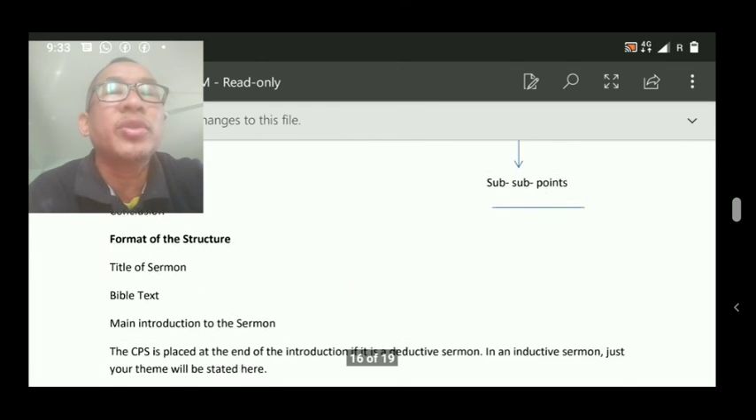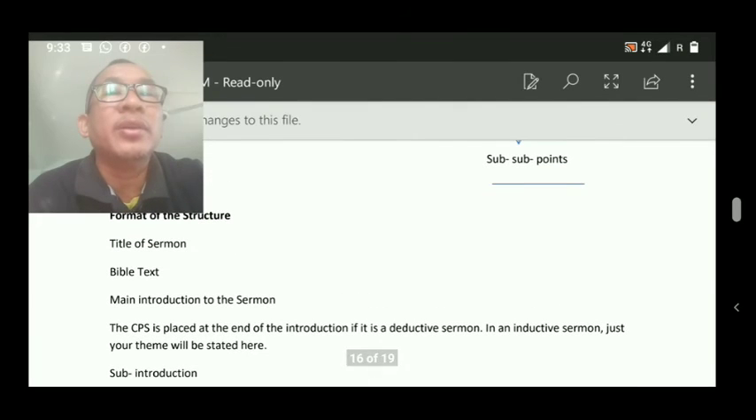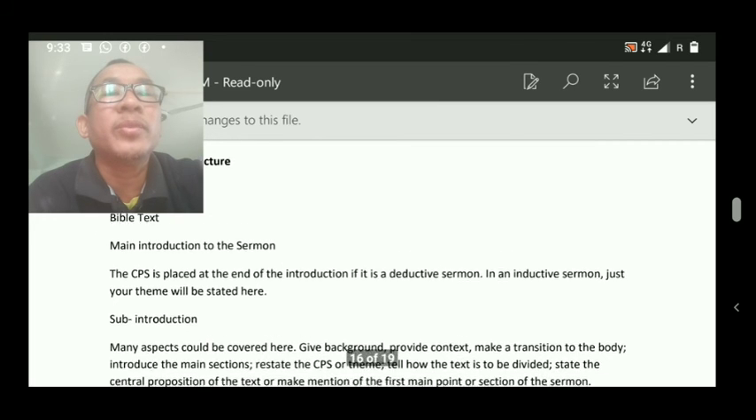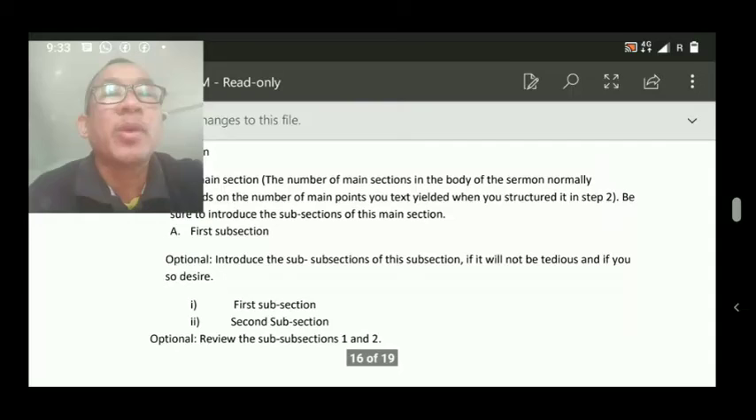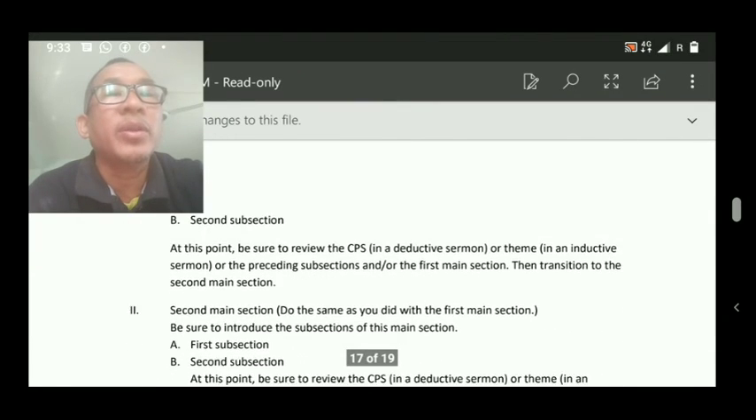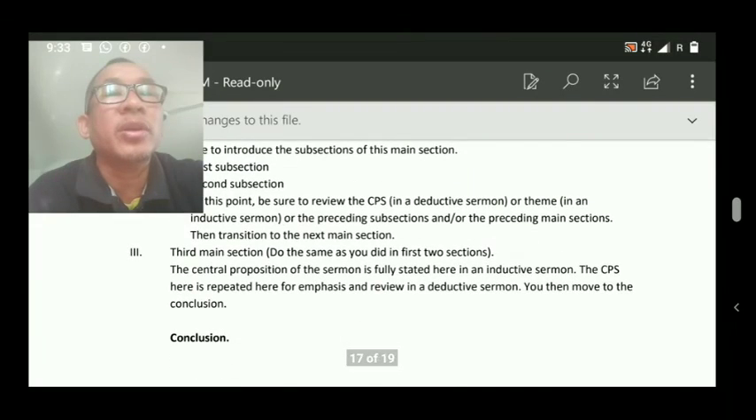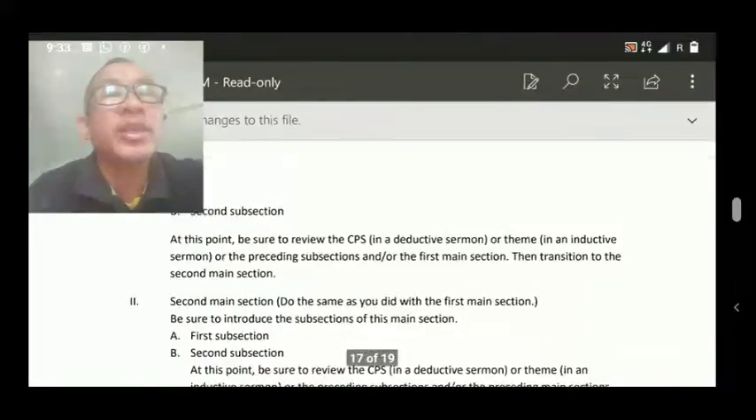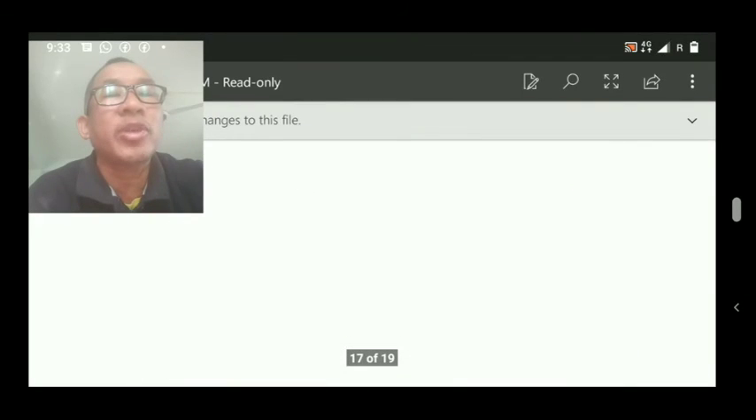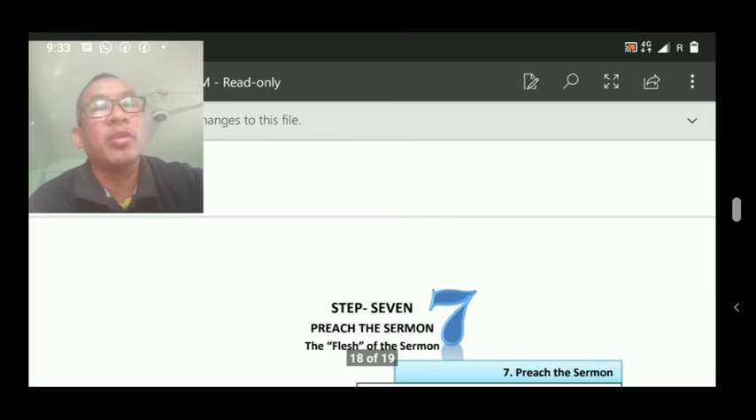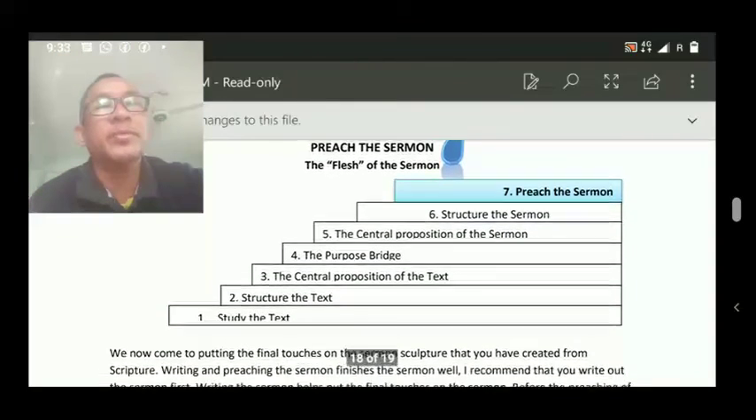Now you just go through the format of the structure: title of the sermon, Bible text, the main introduction to the sermon, then you have all these parts. You just go through this, because I don't need to explain all these things; you know how to put it together. So using these steps, please follow Ephesians chapter 5 verses 1 to 21 and do the structuring of the sermon. At the end I will see how you structure your sermon, and then I will correct it. That is a part of your assignment.